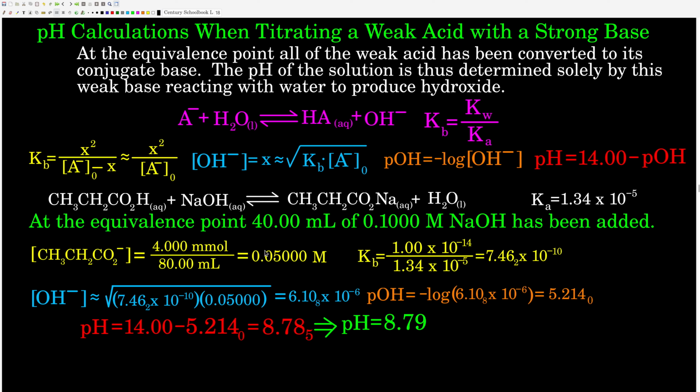And we'll need the Kb. I'm thinking about this equation right here. What we have here is the concentration of the base form, Kb, Kw over Ka, 7.46 times 10 to the minus 10th. Plugging these in here, we get the hydroxide ion concentration. Easy, right? pOH, negative log base 10 of that, and then pH is 14 minus that. So the pH here is 8.79 at the equivalence point. I didn't have room to put the graph over here, but if you go back and look, you'll see that, yeah, it's right at 8.79.